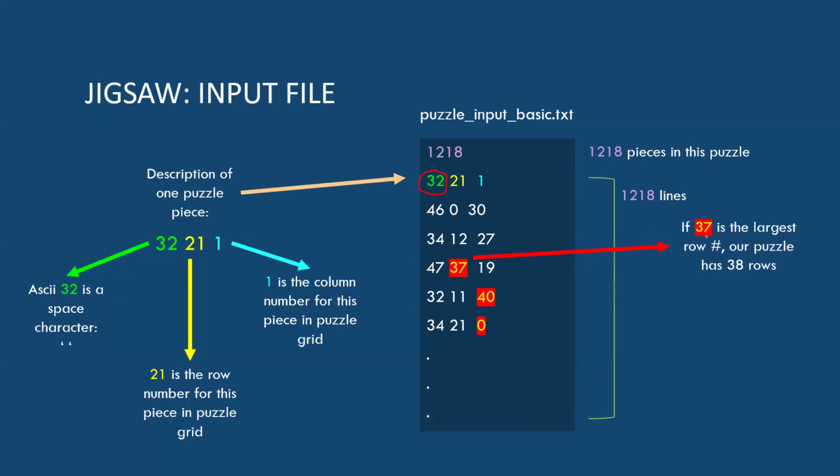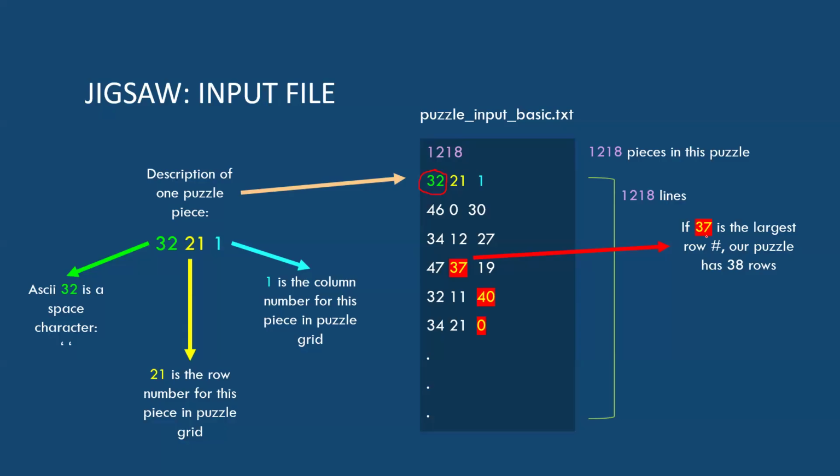I guarantee you, many of us are going to have a crashing program because of this. If I read row number 37, that means I have at least 38 rows. If that's the biggest row number I ever encounter while reading my puzzle pieces, we know that our puzzle has 38 rows. A lot of us are going to put 37 as the number of rows in our grid, and our code is going to be unstable and crash at some point, and it's a hard to find bug. So keep that in mind.